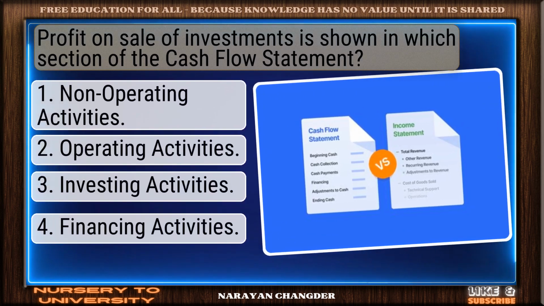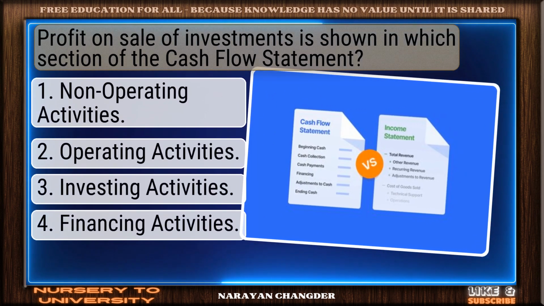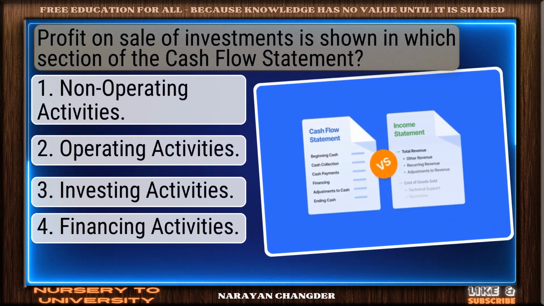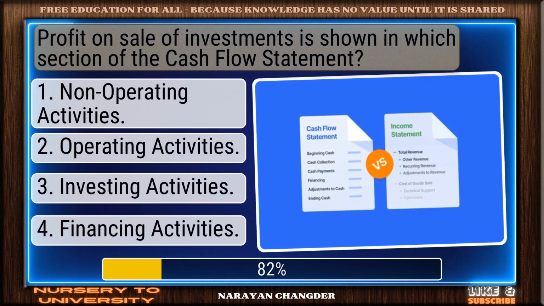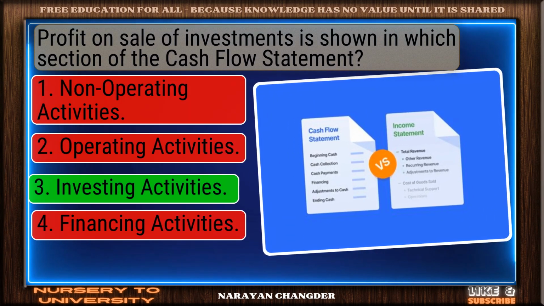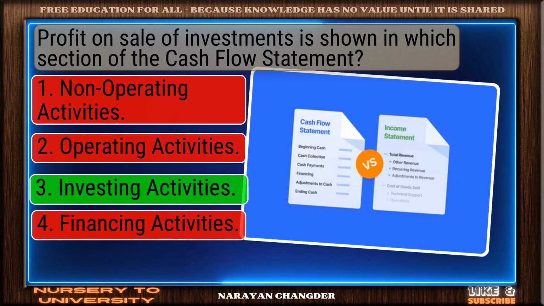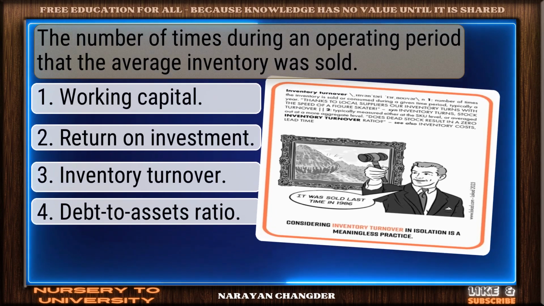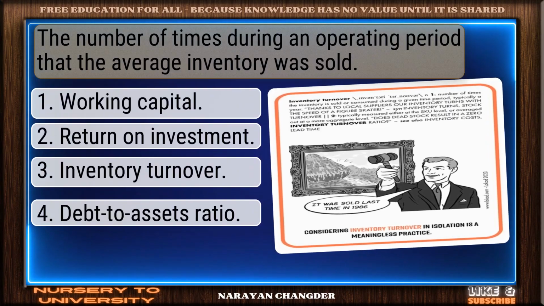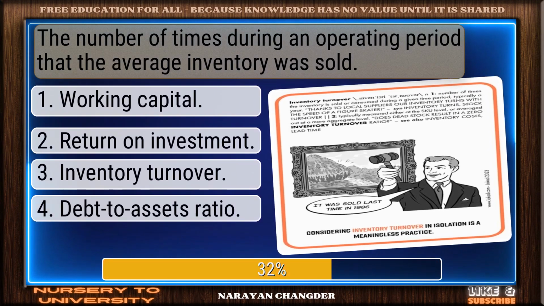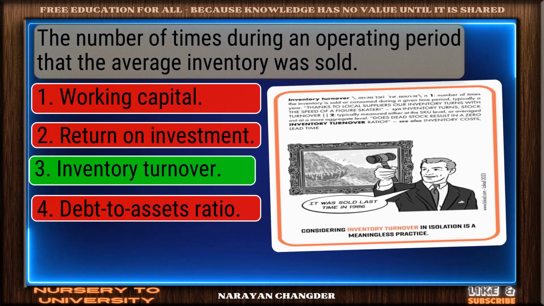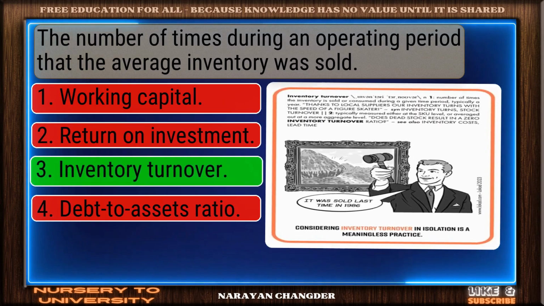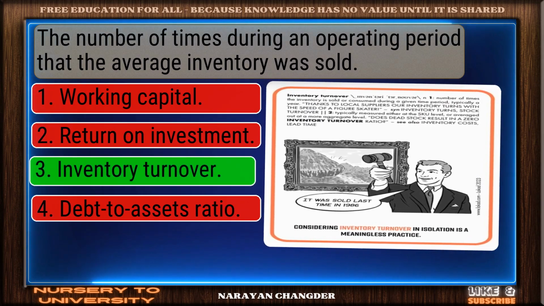Profit on sale of investments is shown in which section of the cash flow statement? Smart move. Investing activities is an accurate answer. The number of times during an operating period that the average inventory was sold. Great job. Inventory turnover is the accurate answer.